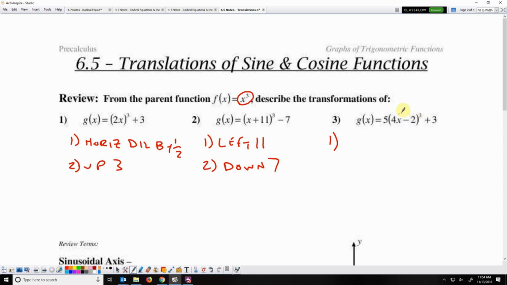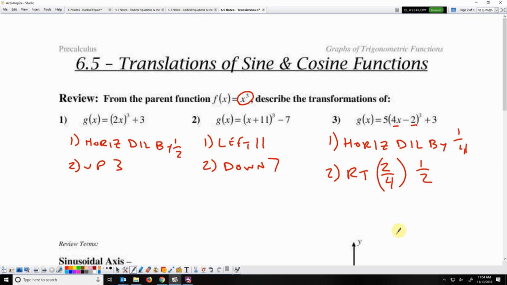And there's 2 things inside of this function. First, we do the dilation. There's a horizontal dilation by the reciprocal, so it's by 1/4. Then it goes opposite this sign, it goes right. But it doesn't go right 2, it goes right 2/4, which is 1/2. So it goes 1/2 of a unit to the right.